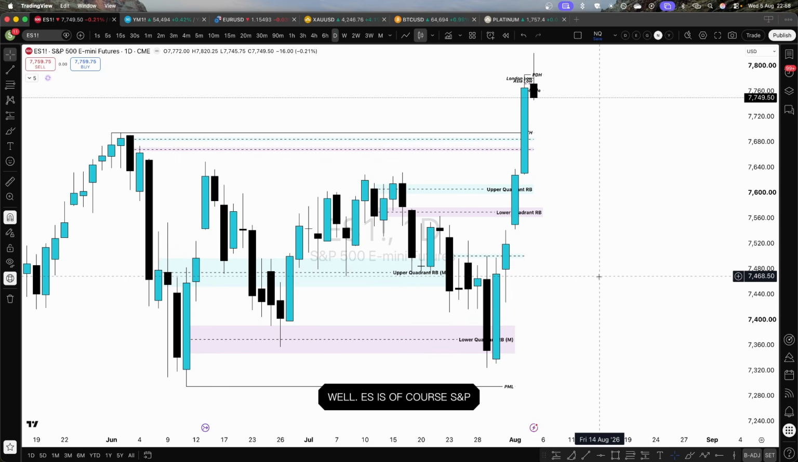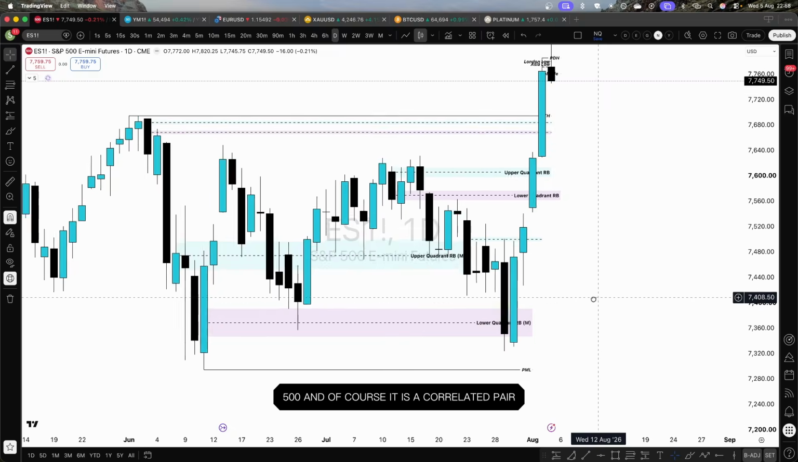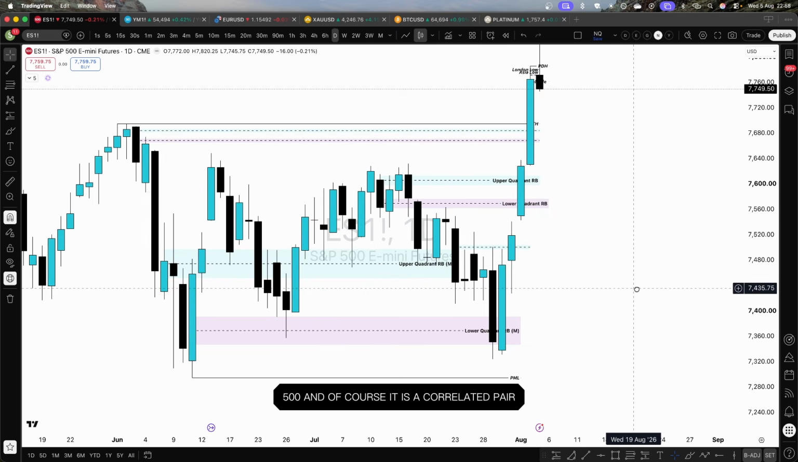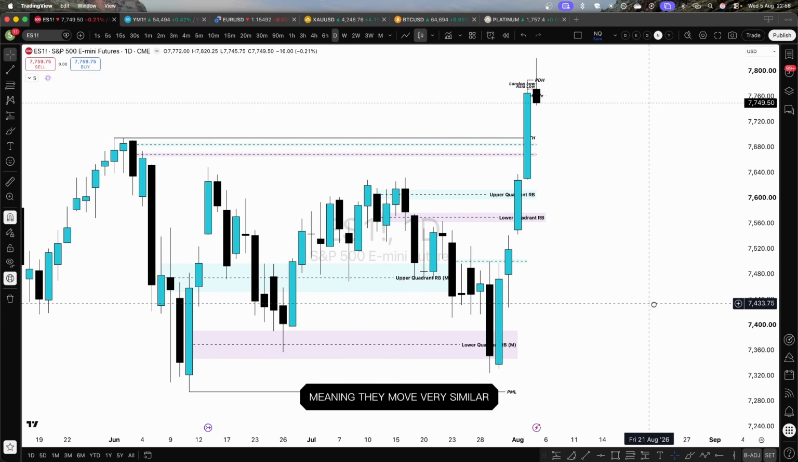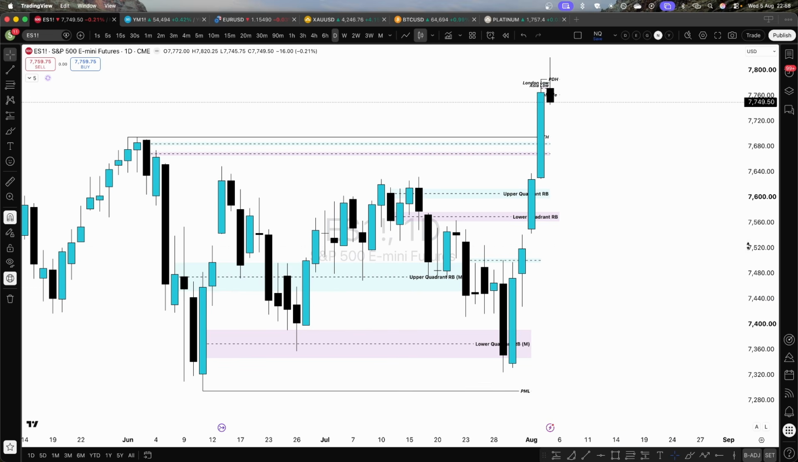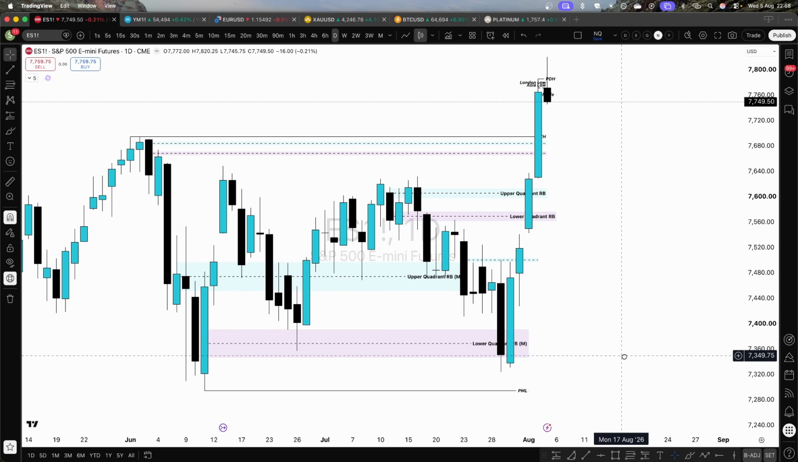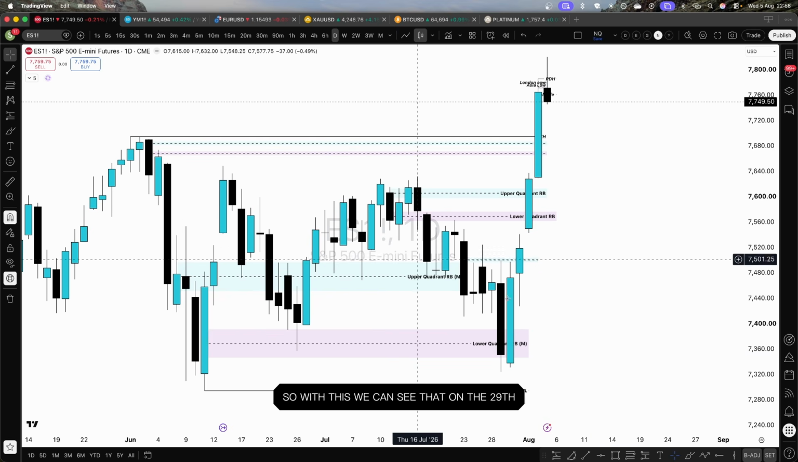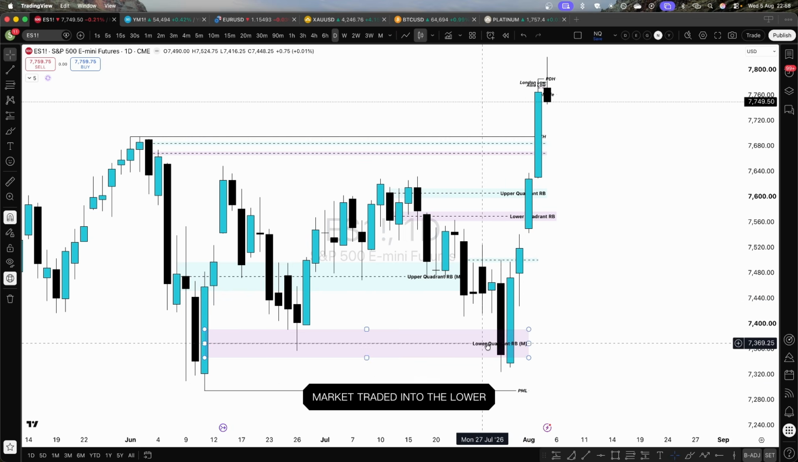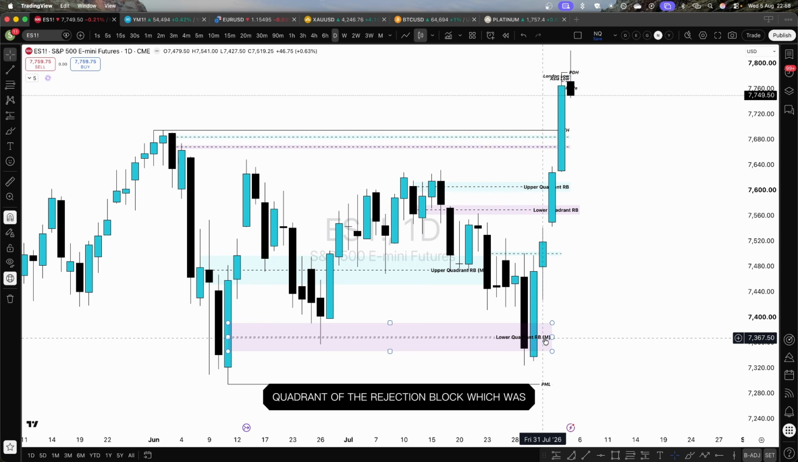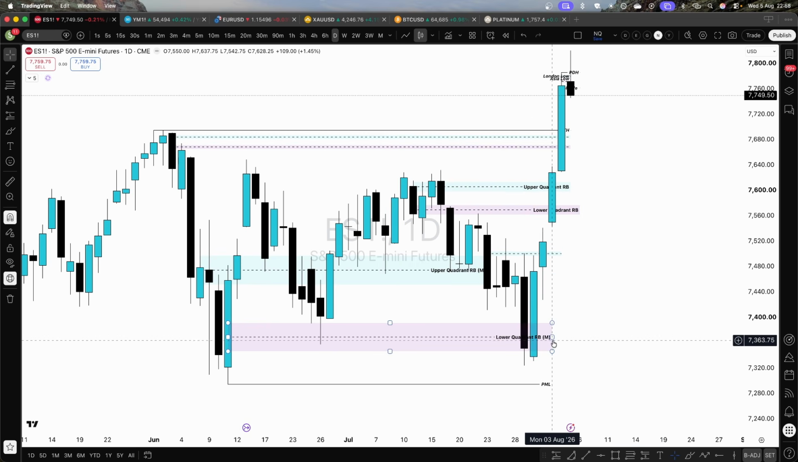ES is of course S&P 500 and it is a correlated pair with the NASDAQ, meaning they move very similar. So with this, we can see that on the 29th and the 30th of July, market traded into the lower quadrant of the rejection block, which was on the monthly time frame.